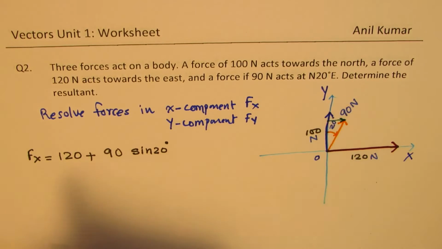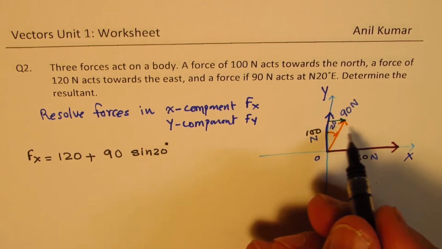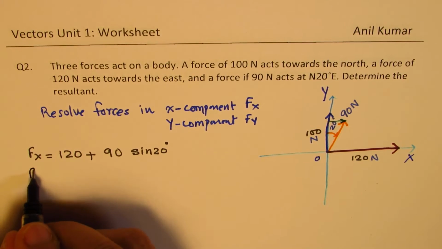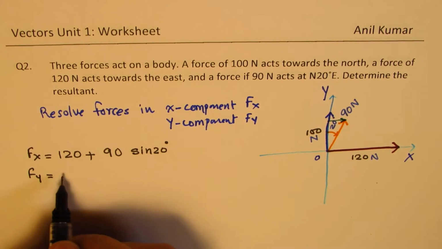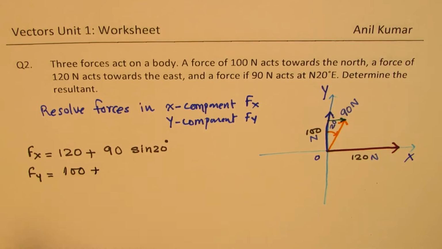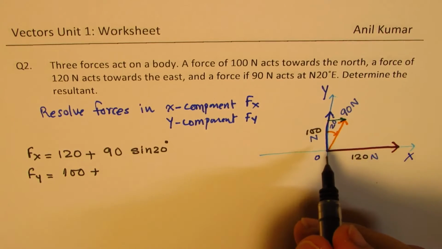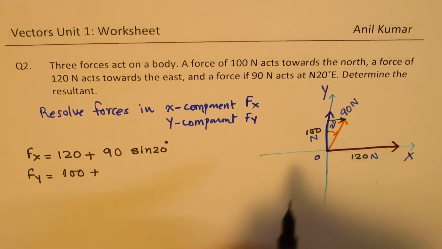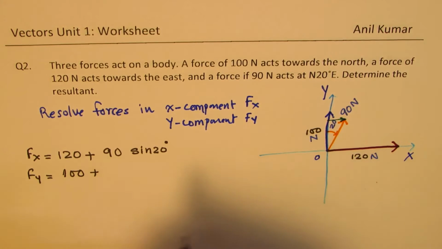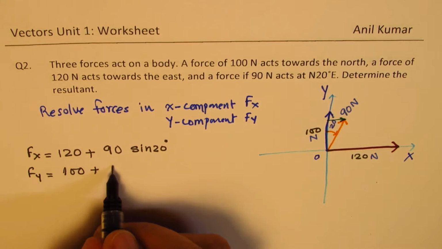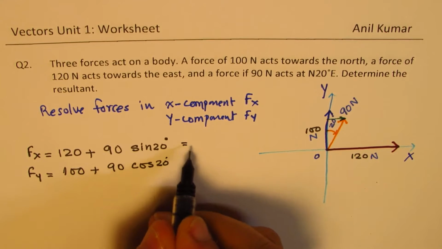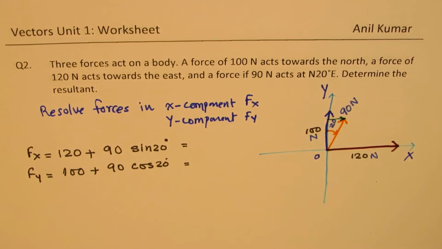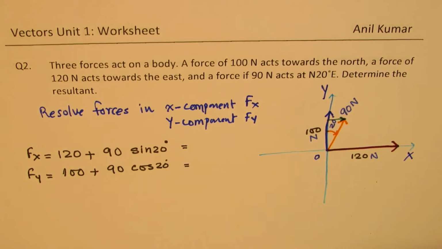The vertical component is not contributing in the horizontal force. For the y components, the 120 will not contribute, but 100 will. Plus 90, the force along the y-axis is the base of this triangle, the adjacent side, right? So it is 90 cos of 20 degrees. So I hope that is absolutely clear. So let's calculate these values, right?